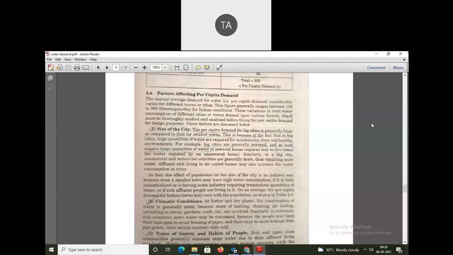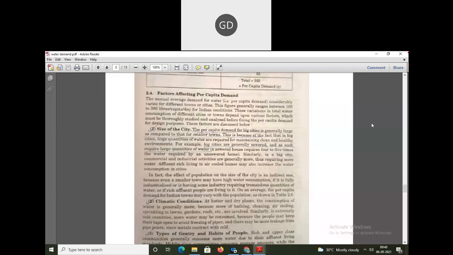Okay. So last class we discussed what water demand is, what the types of water demand are, and you also learned the different formulas by which you can find the rate of fire demand. Then we also learned about what your per capita demand is.